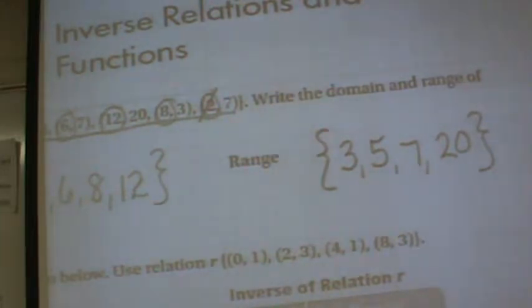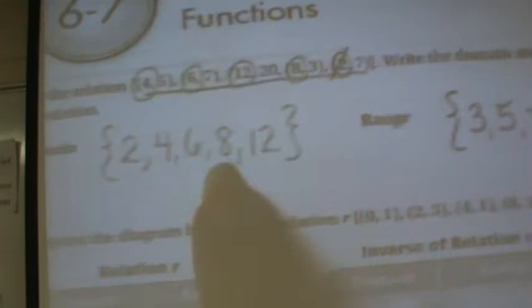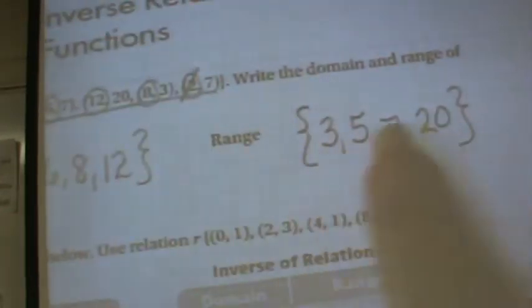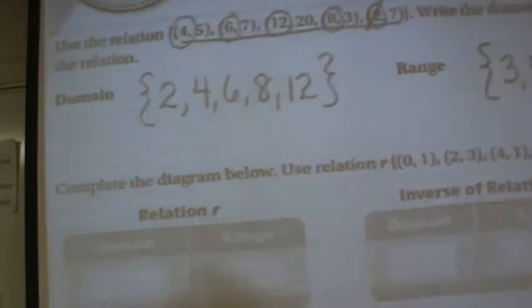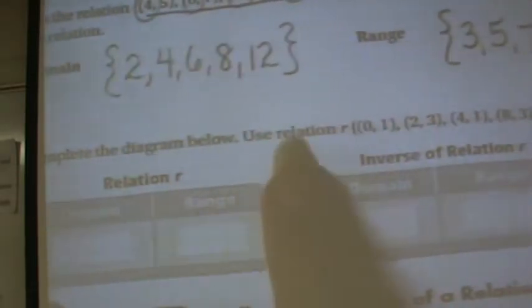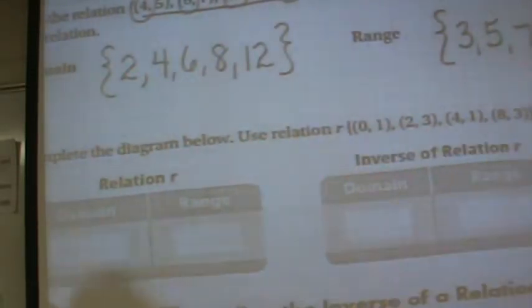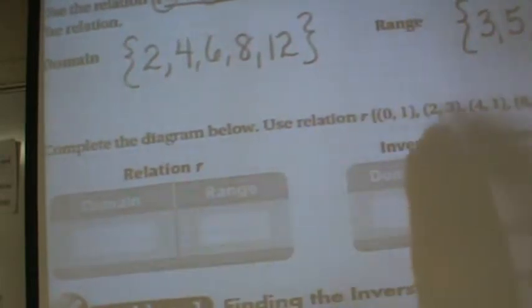So all that inverse is gonna be is switching your x and y around. So your range will become your domain. So if I wanted the inverse of this, this will be the domain, and that'll be the range. So let's do an example here. You have another relation, this relation is called R.